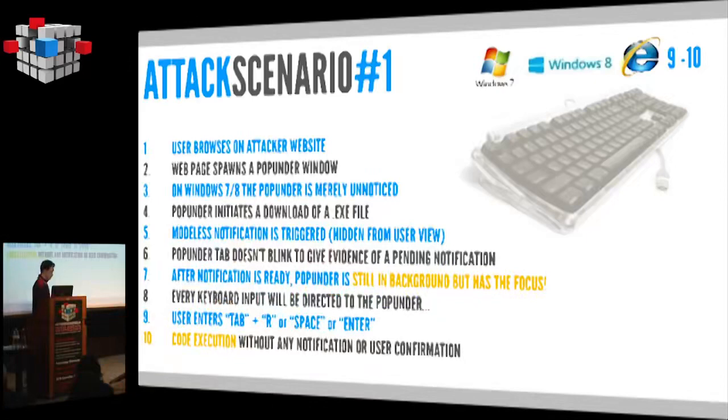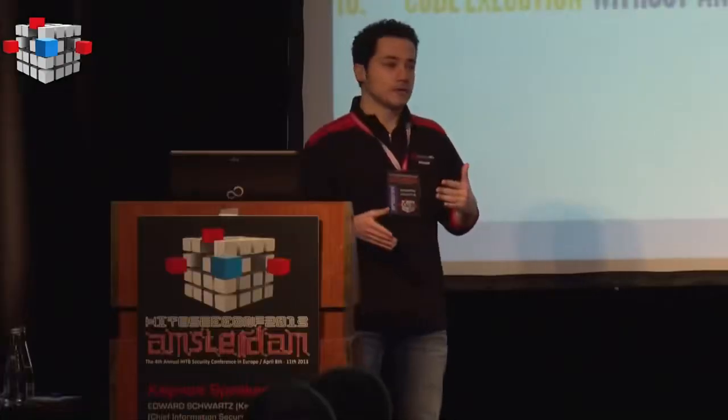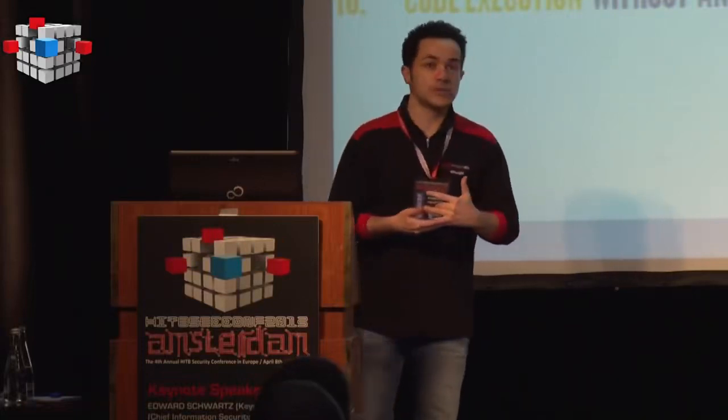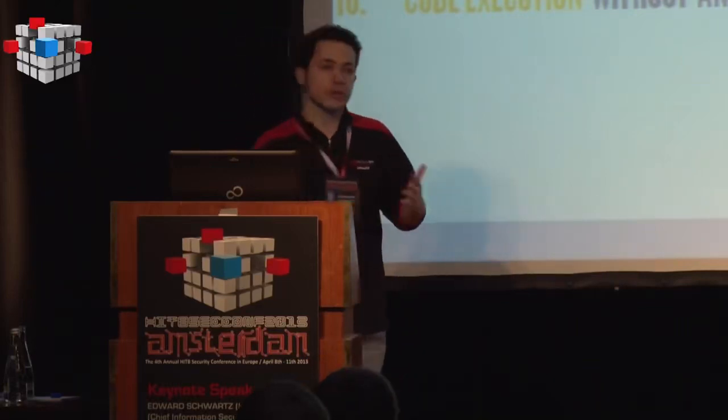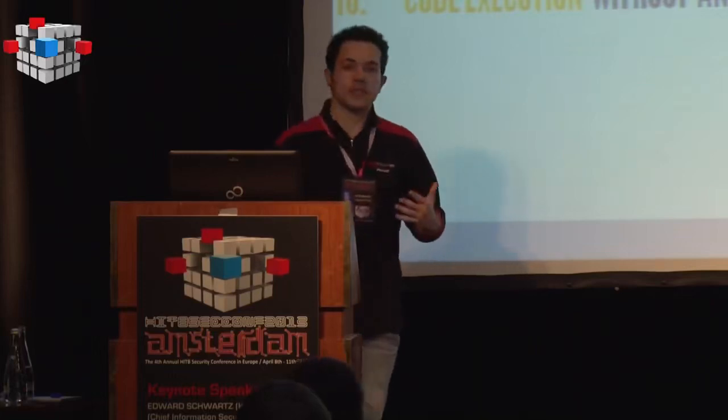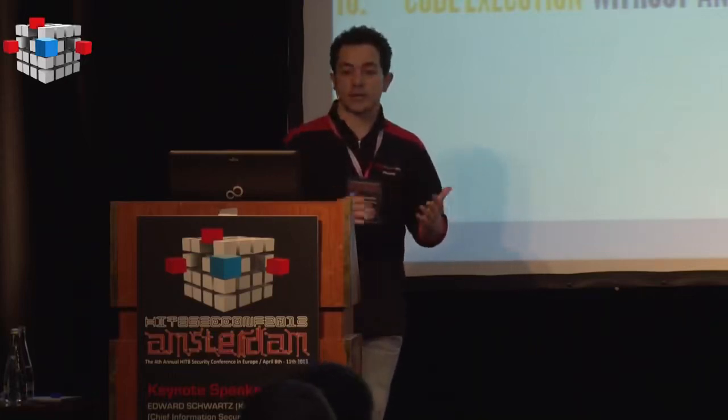And here comes the bug. Even if the pop-under is in the background, it is the window in focus. So this means that every keyboard input provided by the user will be directed to the window in focus and not to the foreground window. So if you are able to trick your victim into pressing some keys, for instance, tab and R or tab and space or tab and enter, in order to interact with the notification bar, you can get code execution by just typing some keys. Let's see that in Internet Explorer on Windows 8.